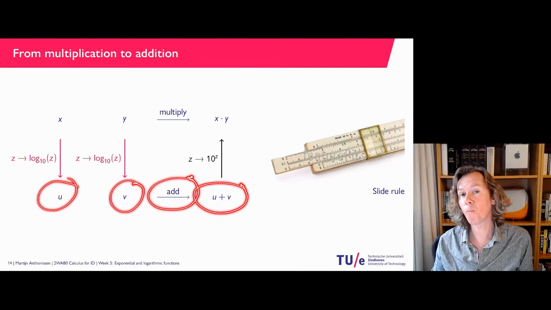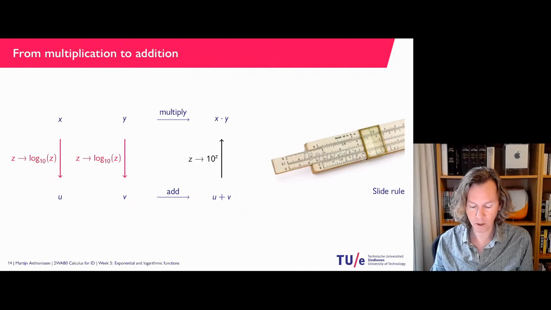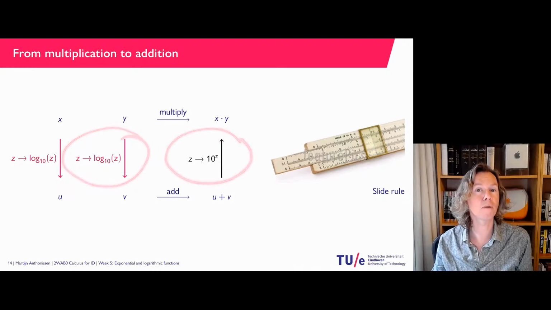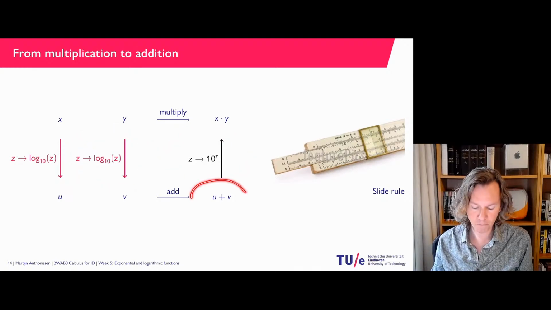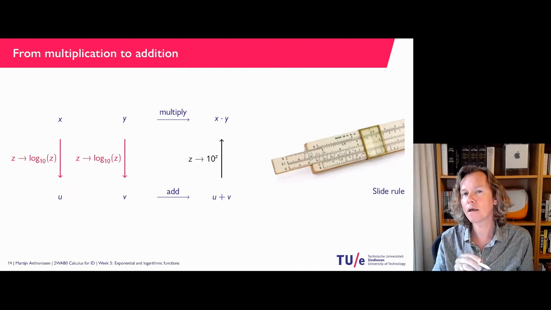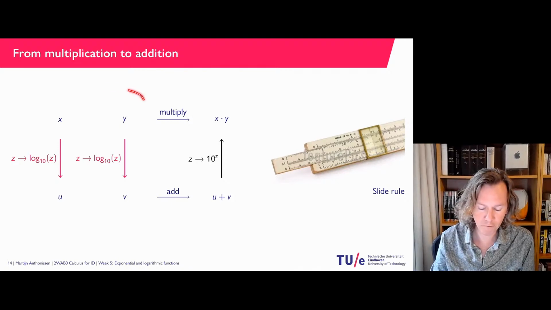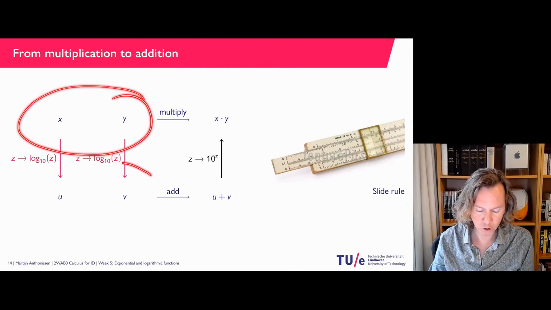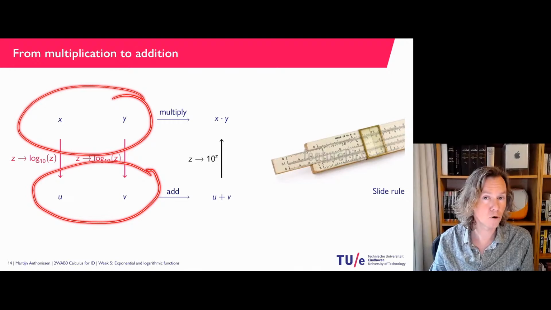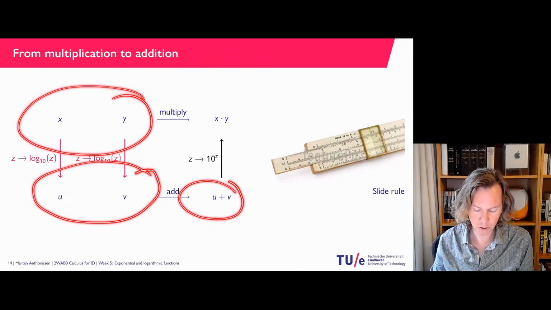And if I could now go back, and going back, so the red arrow is taking the logarithm, then the black arrow is 10 to the power z. So if I have u plus v and I have an easy way of computing 10 to the power u plus v, then I find x times y. So the idea of how you can use logarithms if you want to multiply is: first you go down by computing the logarithm, then you do a simple addition, and then you go back.